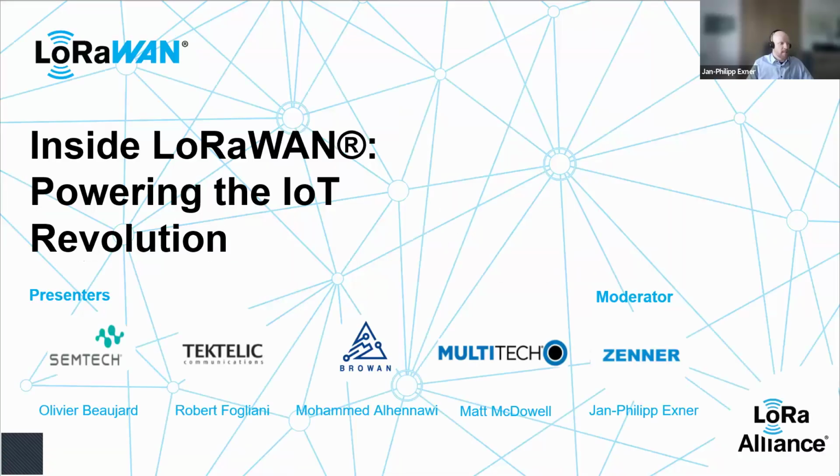So today we have four speakers. I'm just the moderator, guiding the session. We have Olivier Bourgeat from Semtech, who is talking about the ecosystem possibilities of LoRaWAN as a whole, and the growth and interoperability. We have Robert Fogliani from Tectelic talking about infrastructural aspects and especially very interesting use cases from airports and the potential to use LoRaWAN in this way.